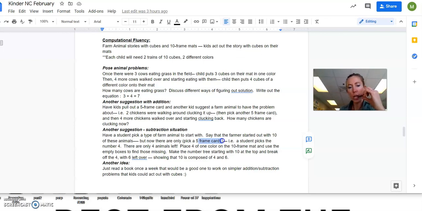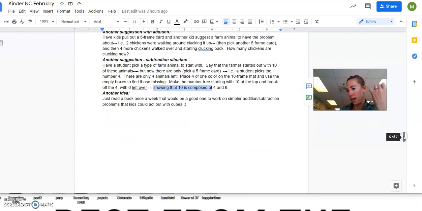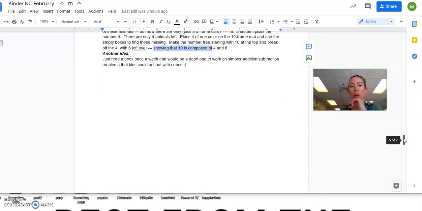There's only 2 left. So now we're making that subtraction equation of 10 minus however many equals 2 left. Now that's a harder equation to write because your unknown is what's missing. So feel free to leave that equation part of it out.